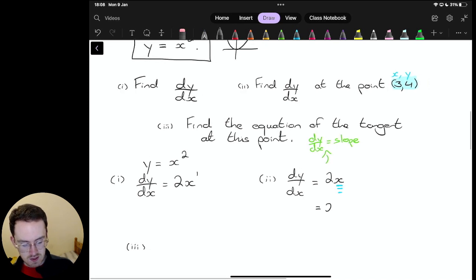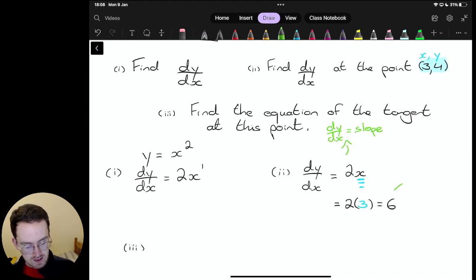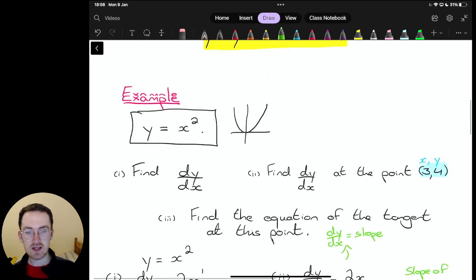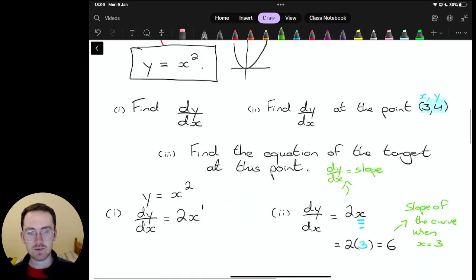Anywhere we see x, we are going to sub in our x value, which is 3, and we are going to get a value of 6. And that value of 6 is the slope of the curve when x is equal to 3. So when x is equal to 3, say it's here, if you like, it doesn't really matter, then what we're saying is that the slope here is equal to 6. The slope of 6 really would be a bit steeper than that one.